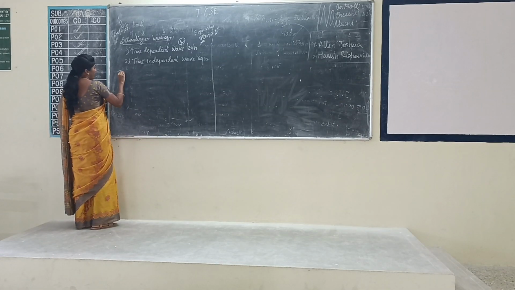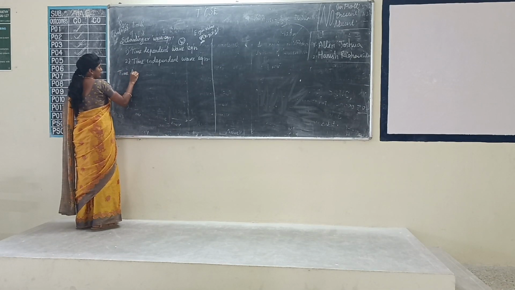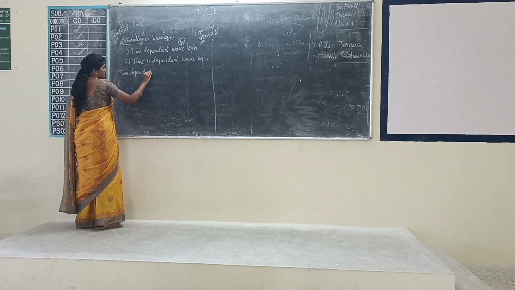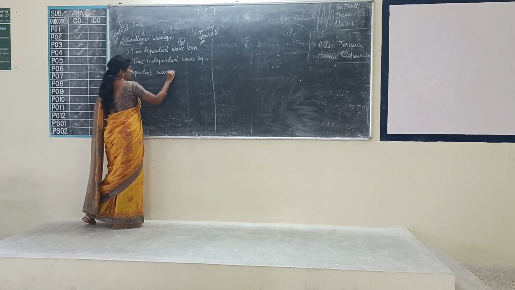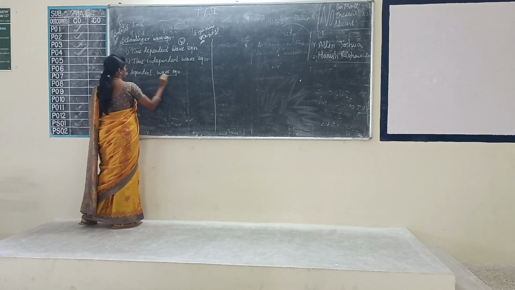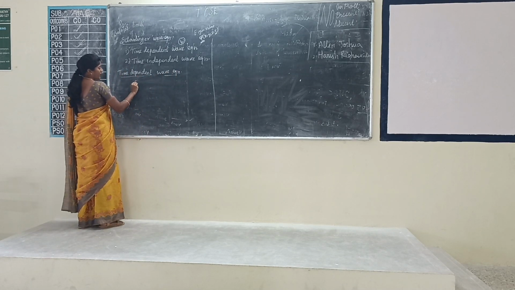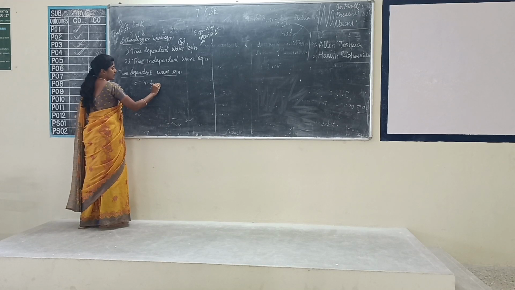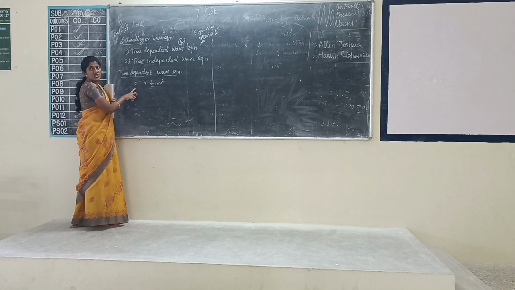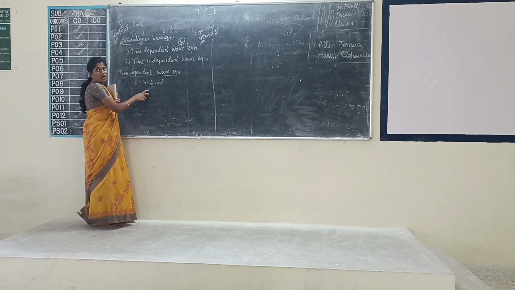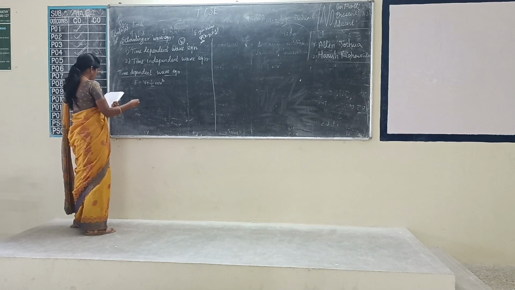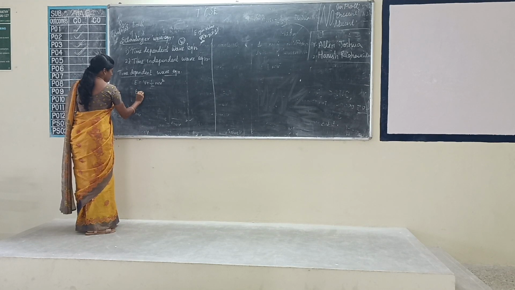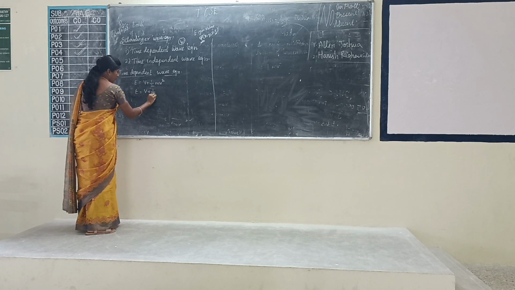We have to calculate the time dependent wave equation. So listen, every particle has two energies. One is potential energy and another one is kinetic energy. So the total energy is represented as the sum of potential energy and kinetic energy. So listen, multiplying and dividing m in this term.